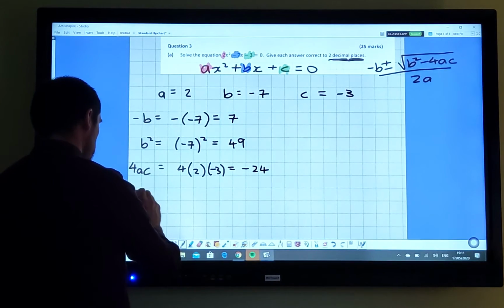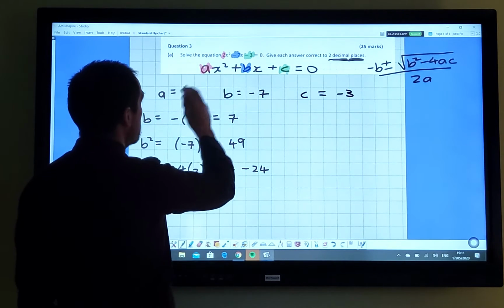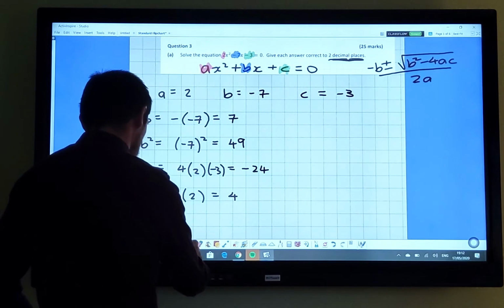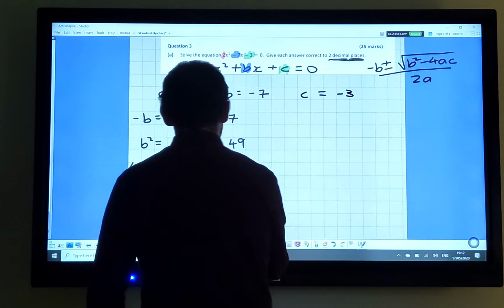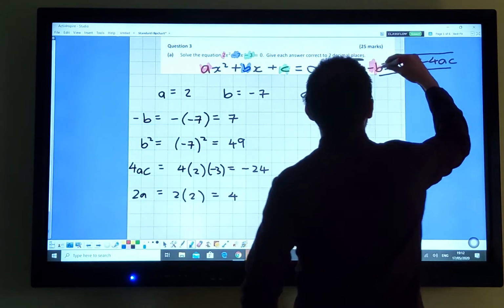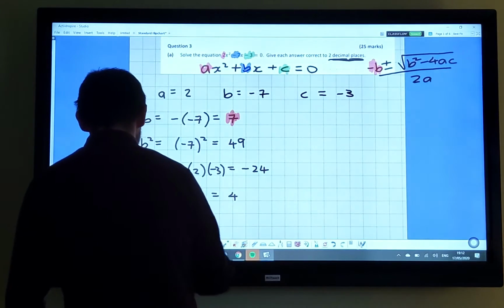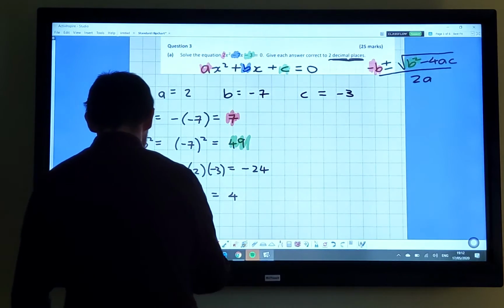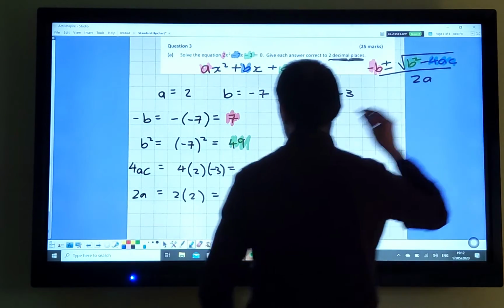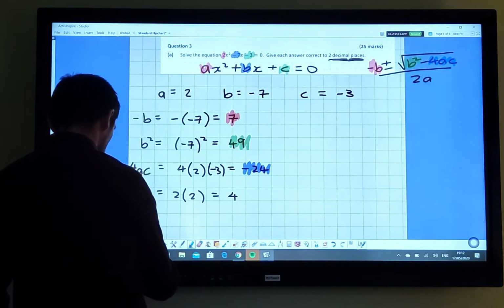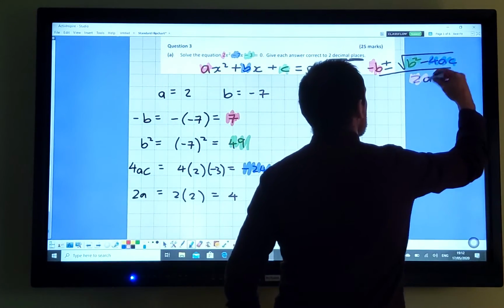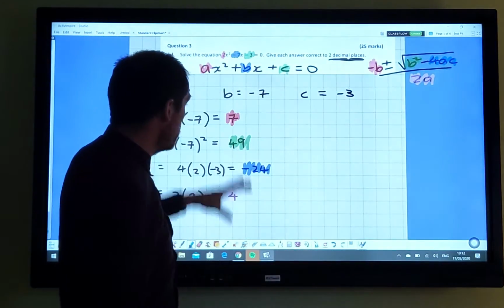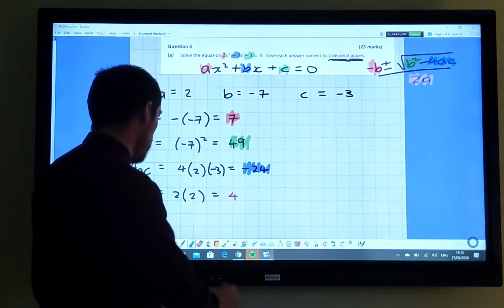And the last part is 2a. So that's equal to 2 times a, and a is equal to 2, so it's equal to 4. Now, if you look here, watch. So if I have minus b, that's one part, is equal to that. b squared, another part, is equal to that. 4ac is equal to minus 24, and 2a is equal to 4. So in effect what I did was I broke this formula into 4 parts, worked them out nice and simply, easy calculations, and now I just go and write the formula out.